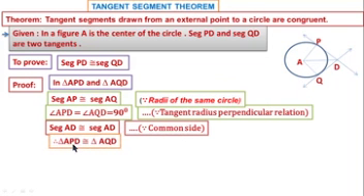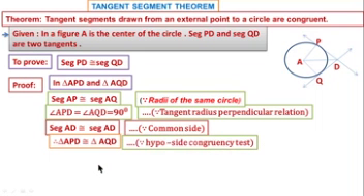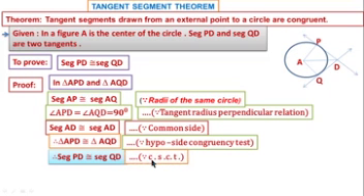Therefore, triangle APD is congruent to triangle AQD, by the hypotenuse side congruency test. And therefore, segment PD is congruent to segment QD by corresponding sides of congruent triangles, CSCT.